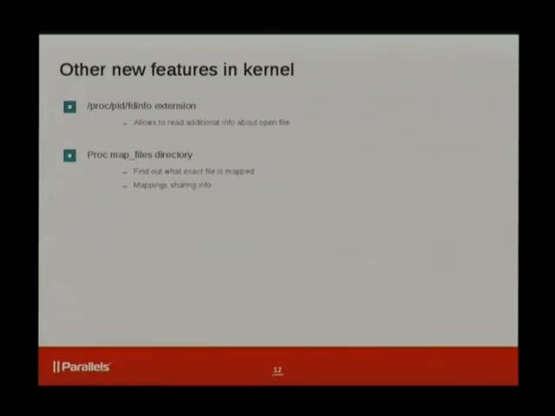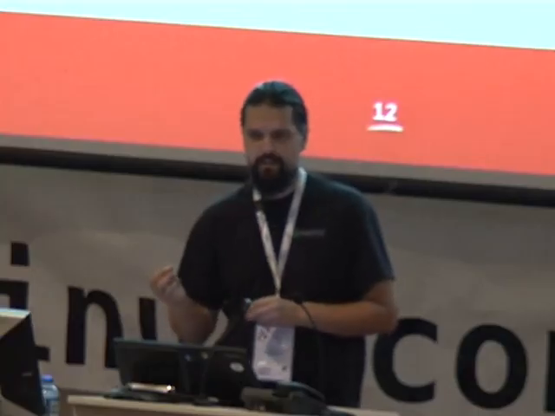So what we did is introduce a map files directory. It contains symlinks to the files which are really mapped. And these symlinks work the same way as the procpid FD directory. You can open the symlink, and it will open the original file, even if it was overmounted or the path changed or whatever. And then, having a local file descriptor, you can reliably find out what the mapped file is. Plus, with these symlinks, we can compare the original files, and if they match, this means that the mappings are shared between each other.